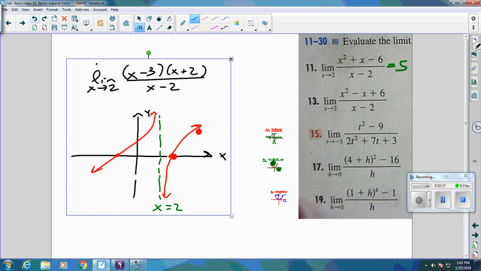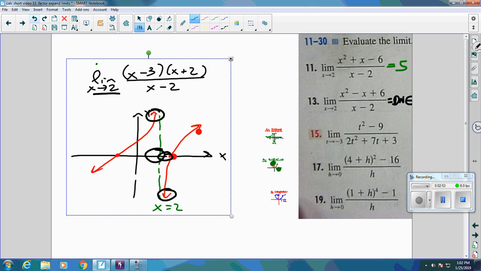So then you have to picture the graph, or at least check a table. So if you check on each side of 2, you're going to see that you have something very big on the left-hand side, and you have something very small on the right-hand side. And in this case, evaluate the limit. This is D and E. Does not exist. All right?